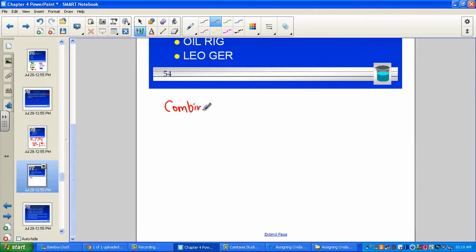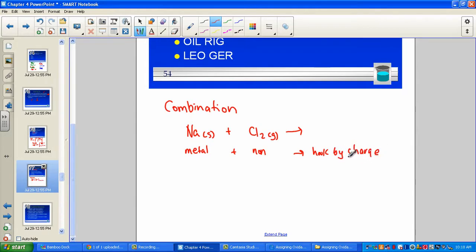So a familiar pattern of a combination. Suppose we have a metal, Na for sodium, in a solid state, reacting with the elemental form of chlorine, Cl2, a molecular element that in nature is in the gaseous form. The pattern of chemical change for a combination reminds us that when a metal, such as sodium, combines with a nonmetal, such as chlorine, they're going to form an ionic compound and they're going to hook by charge. We had studied this in depth in our first year chemistry. They form an ionic compound, commonly called a salt, sodium chloride.